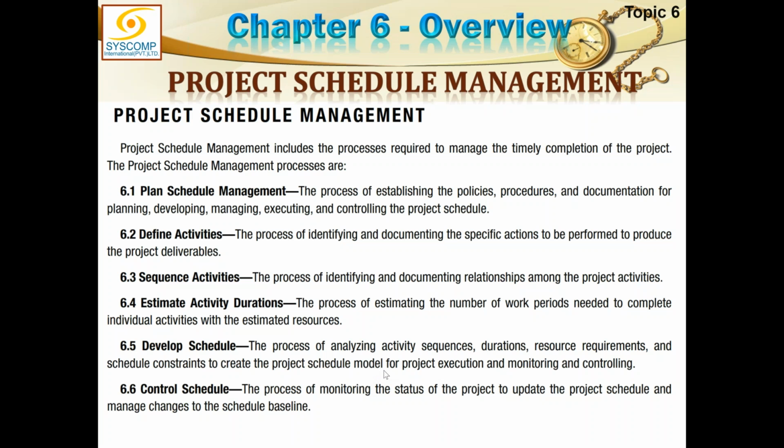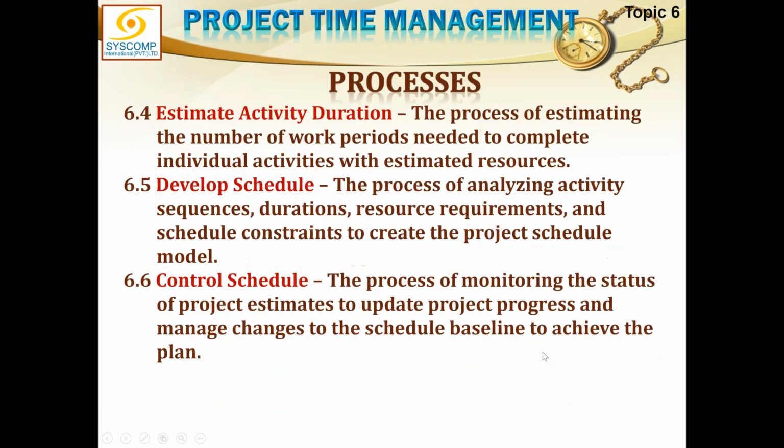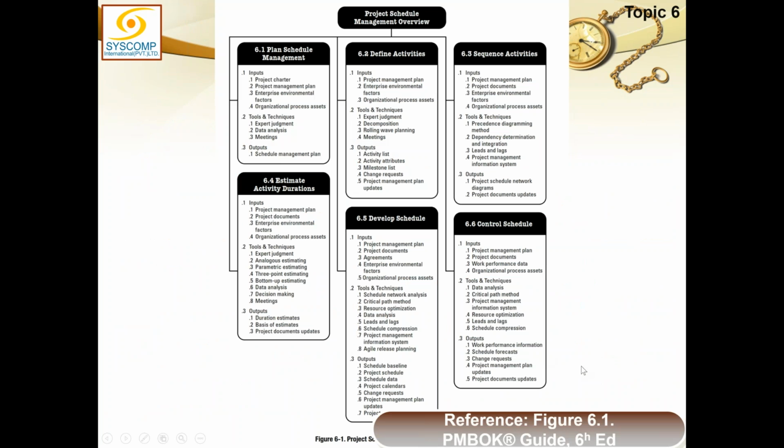And what is this for? So that we can execute the project accordingly and later on monitor and control according to this schedule which has been established. When it is time to control the schedule, the monitoring of the status of the project is done to update the project schedule and manage changes to the schedule baseline. So this is briefly all the 6 processes defined.